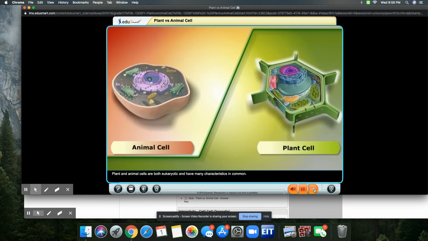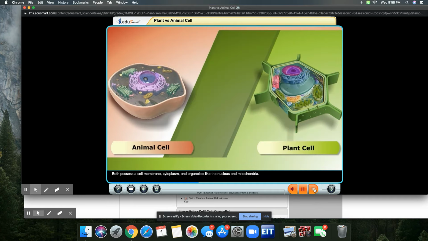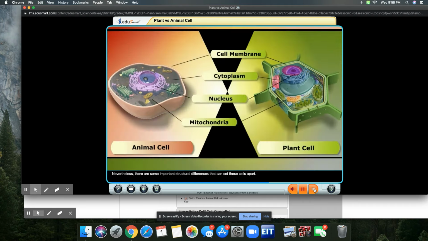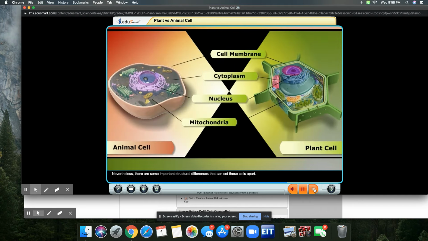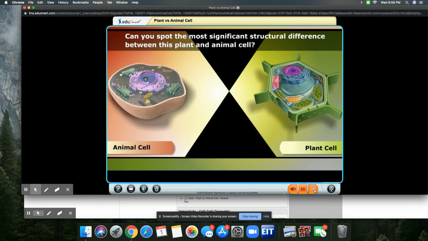Plant and animal cells are both eukaryotic and have many characteristics in common. What similarities do you see between them? Both possess a cell membrane, cytoplasm, and organelles, like the nucleus and mitochondria. Nevertheless, there are some important structural differences that can set these cells apart. Can you spot the most significant structural difference between this plant and animal cell?